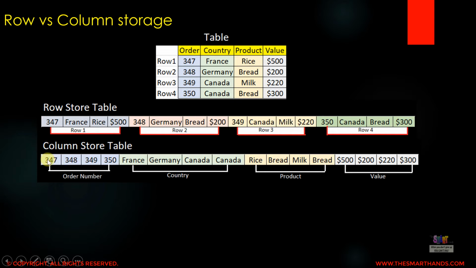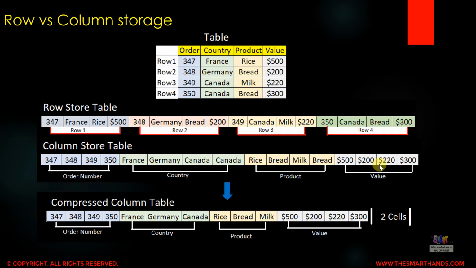So you can see here, first we have all the order numbers, then we have all the countries, then all the products, then all the values. Now what happens is, when this data is compressed, after compression, the system will remove all the duplicates. For example, in the country column there were 2 Canada entries, so the system will remove the duplicate one. So here 1 Canada entry is removed, and only 3 entries are left: France, Germany, and Canada.